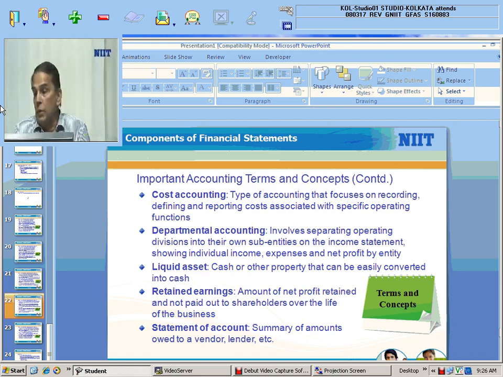Then statement of account. This is something we are also familiar with. Basically, a summary of amounts owed to a vendor, lender, etc. That is called statement of account. If the company owes money to a supplier or a vendor, then the account that is maintained in the name of the vendor, a summary of those accounts is called statement of account. So statement of account will show statement of receivables, statement of accounts payable. What it will show is the amount owed to various vendors.